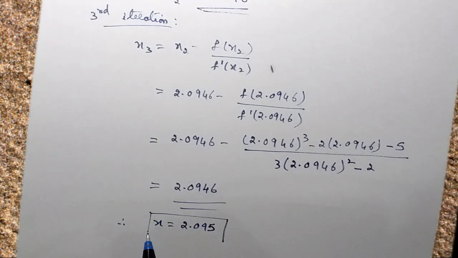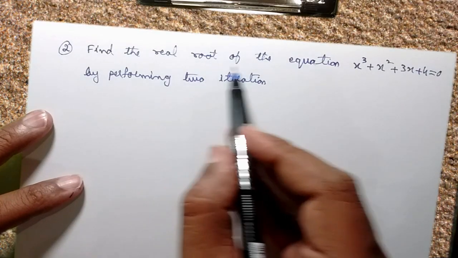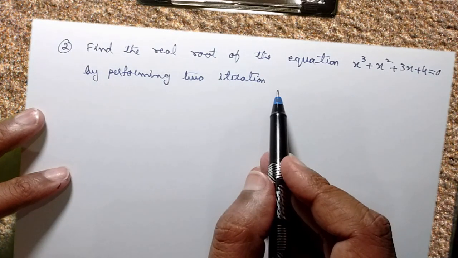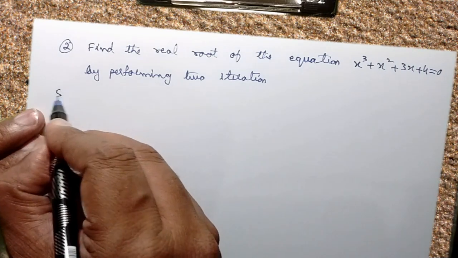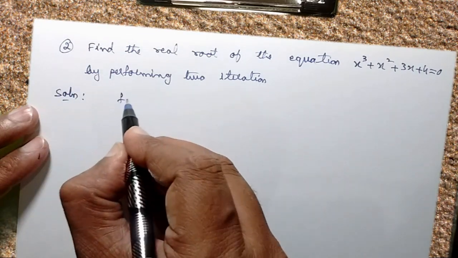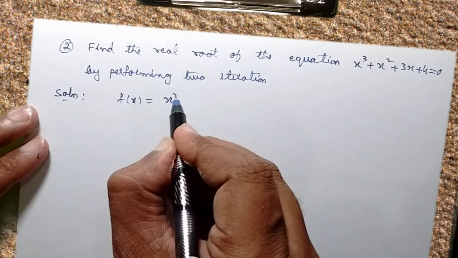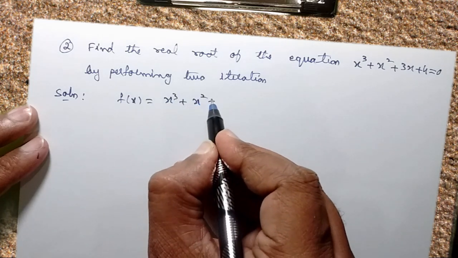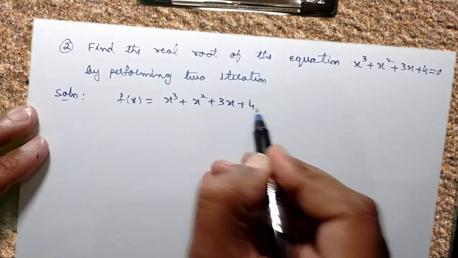That will be the required solution. Find the real root of the equation by performing 2 iterations. So here f of x value is known. f of x is x cube plus x square plus 3x plus 4.